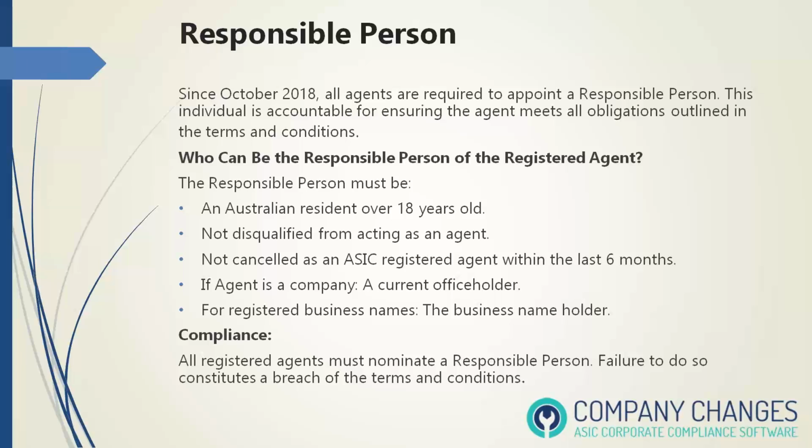It's crucial to understand the role of the responsible person and who can be appointed in this position. Failing to appoint a responsible person is considered a breach of ASIC registered agent terms and conditions. Basically, this person should be 18 years and older, not disqualified from acting as an agent, and their ASIC registration agency should not have been cancelled in the last 6 months, and they should be an office holder of the entity. Now, for a registered business name, they should be the business name holder.